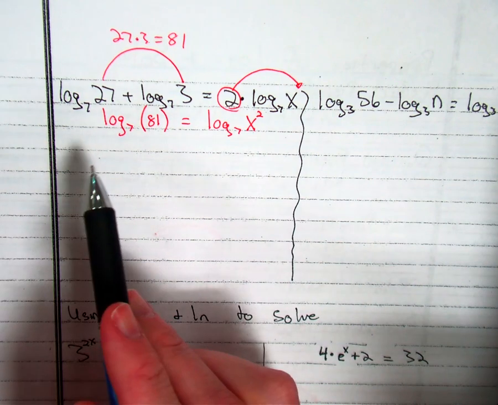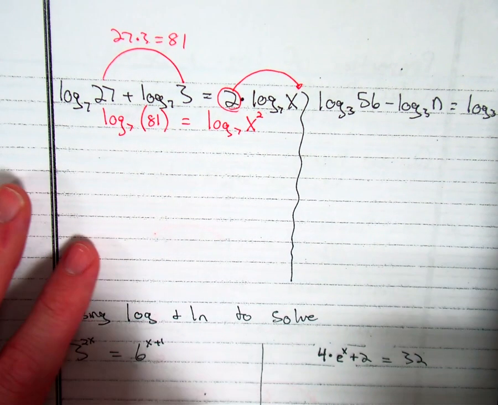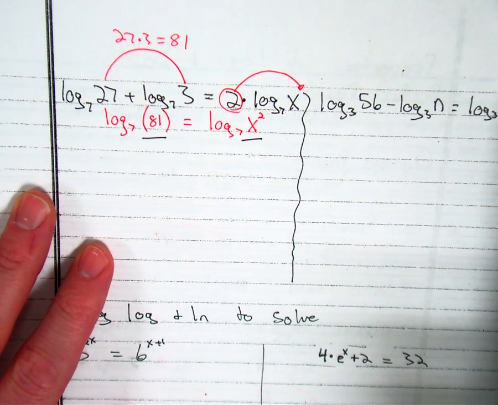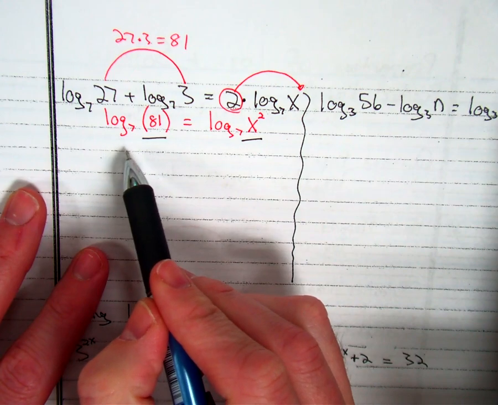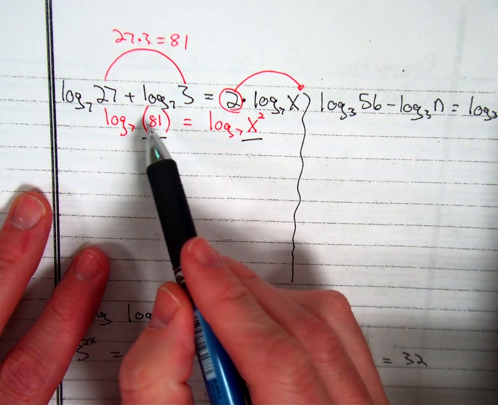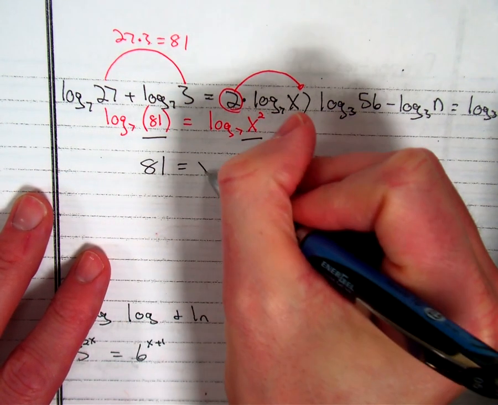And now we do have log equals log. Log base 7 equals log base 7. So this is like the problems that we did a couple days ago. Log base 7 of something equals log base 7 of something else. That's only possible if these two things are equal. So 81 has to equal x squared.